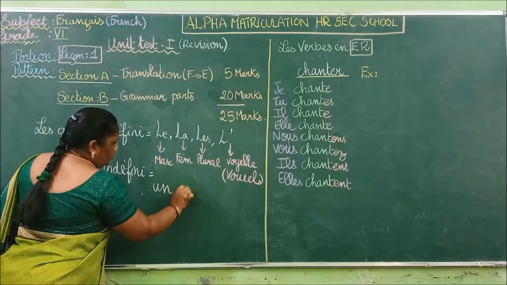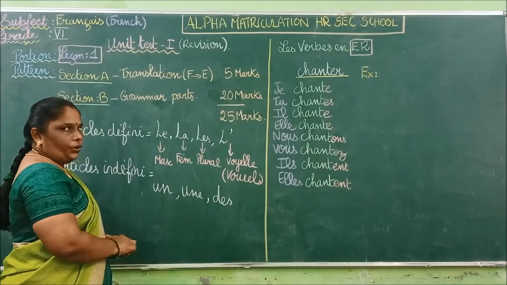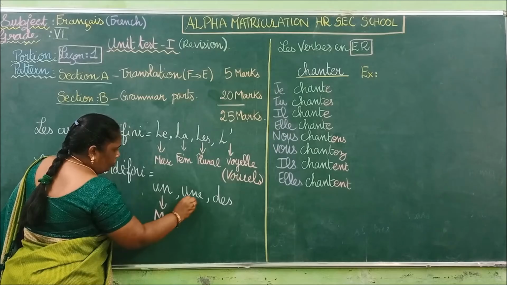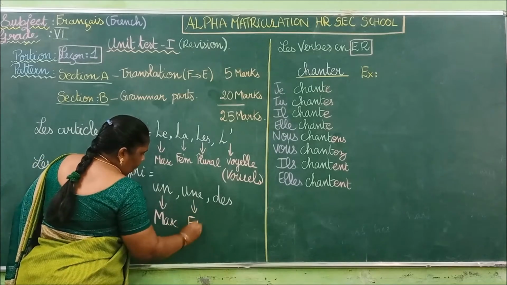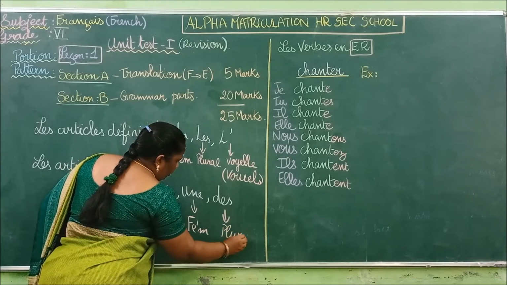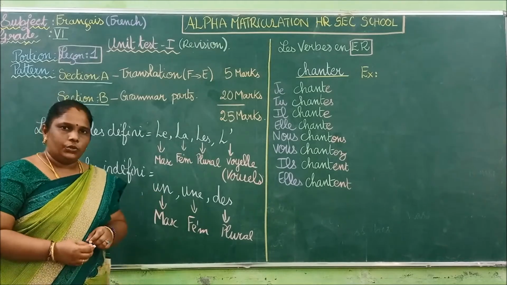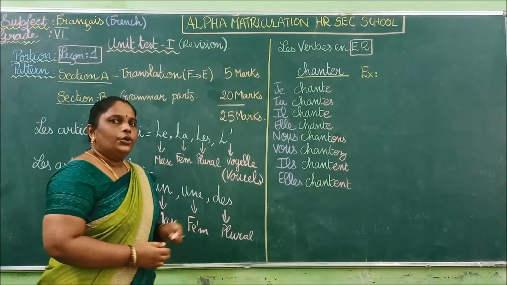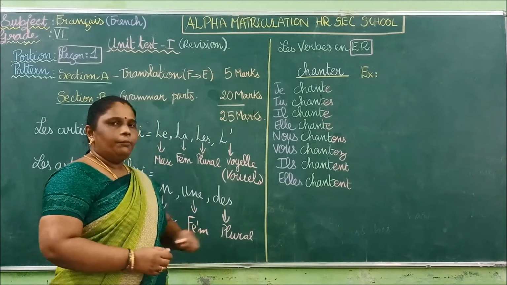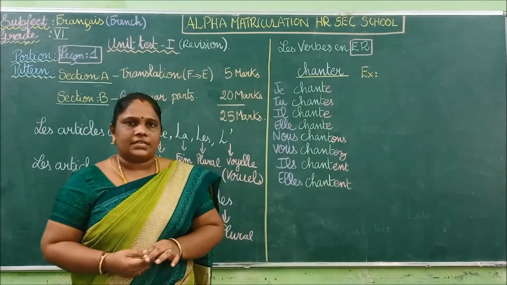Un, une, des. Okay, so on a un pour masculin, une pour féminin, and des pour pluriel. Okay, plural. So un for a masculine noun, une before a feminine noun, and des for a plural noun. Okay, so you have this as an exercise.